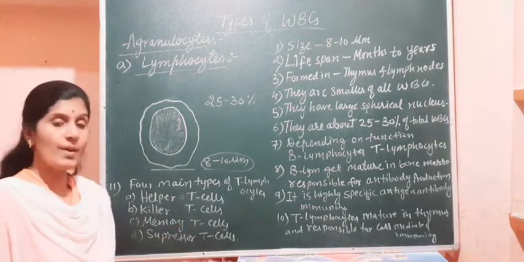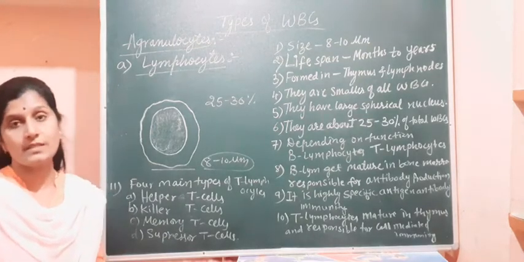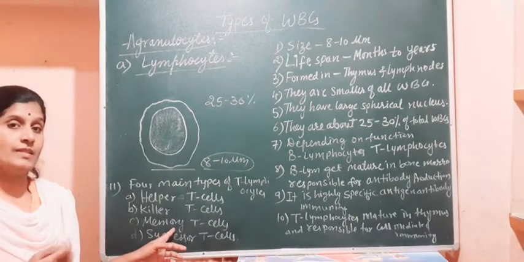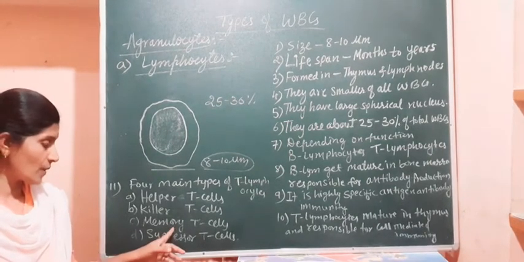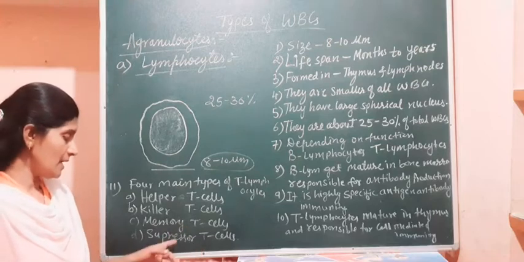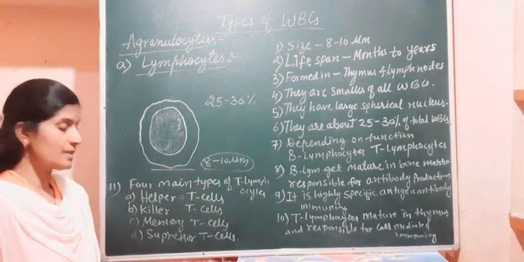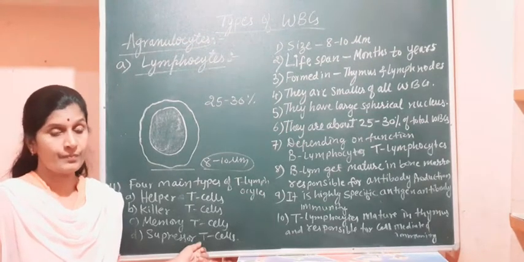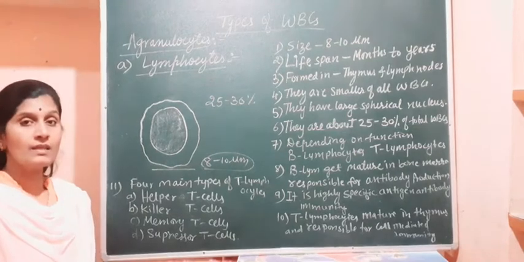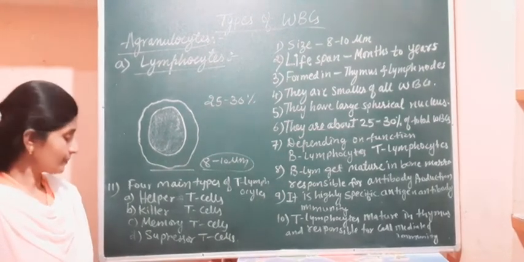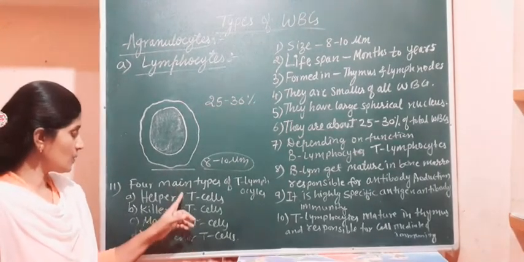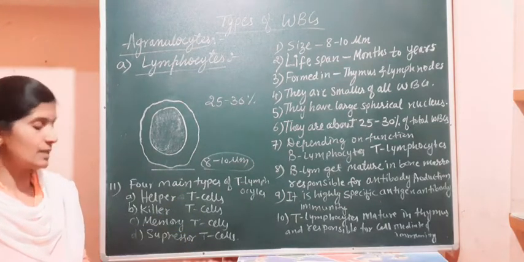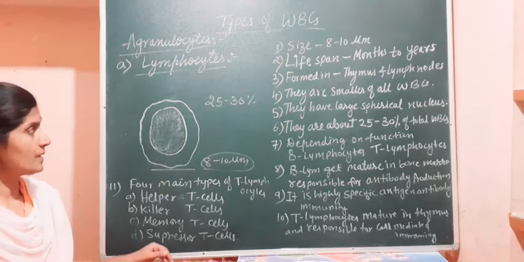Next is the memory T cells. Memory T cells means those cells first get sensitized, and that sensitization is continued, so they are called memory T cells. And the last one is the suppressor T cells. It suppresses all the immune power. In this way, T lymphocytes have been differentiated into four types: helper T cells, killer T cells, memory T cells, and suppressor T cells.